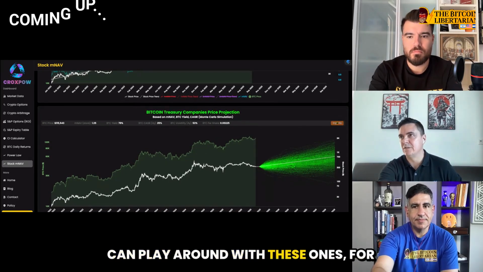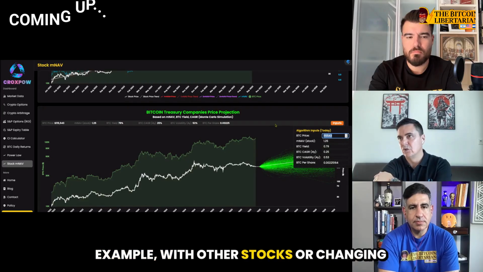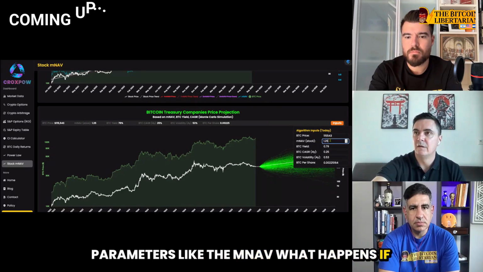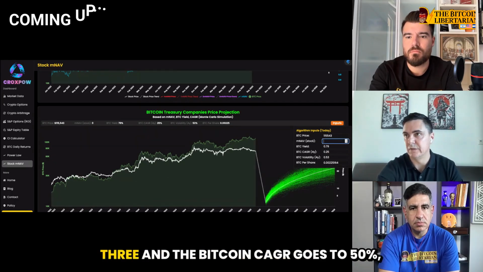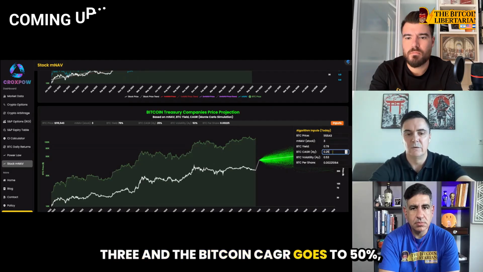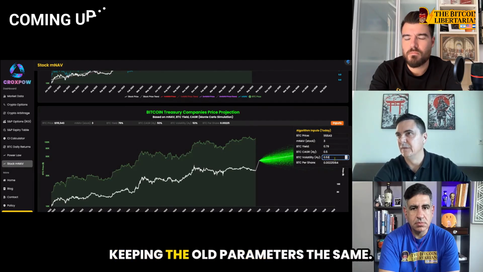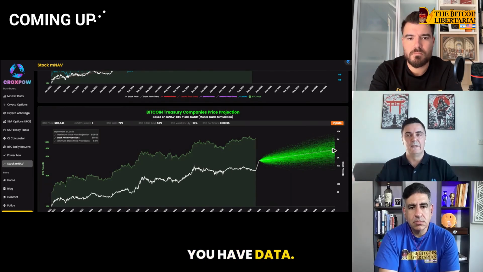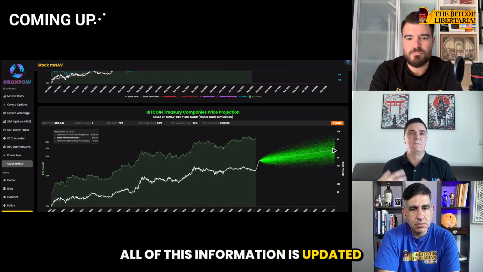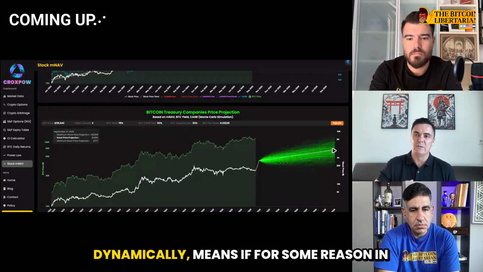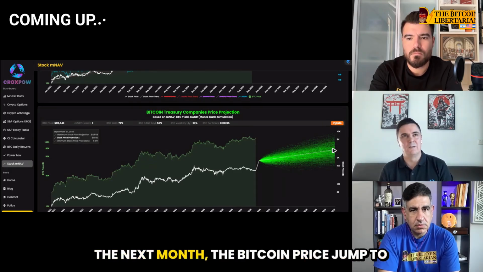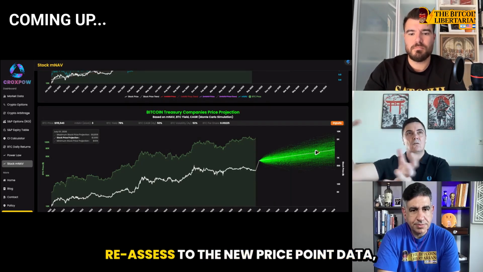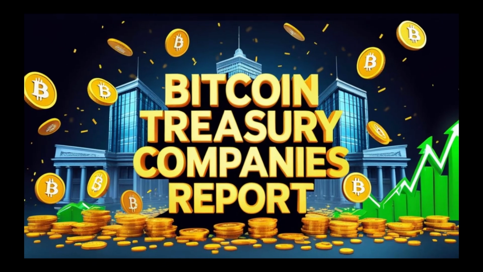We can play around with these, for example, with other stocks, or by changing parameters like the mNAV. What happens if the mNAV of MicroStrategy jumps to 3 and the Bitcoin CAGR goes to 50%, let's say, keeping the other parameters the same? See, now the prediction changed because now you have new data. And by the way, all of this information is updated dynamically, which means if for some reason, in the next month, the Bitcoin price jumps to 500K, all of this data will readjust to the new price point data, right?